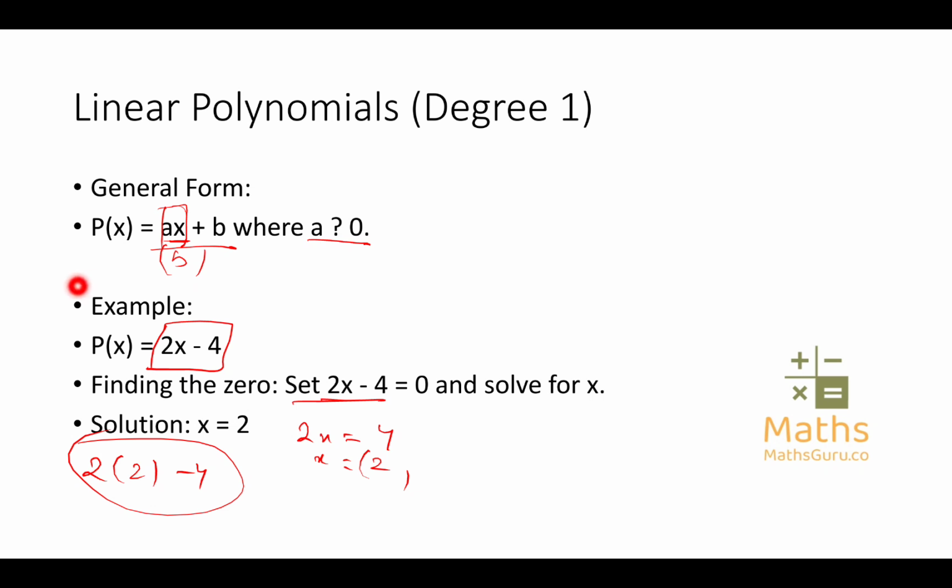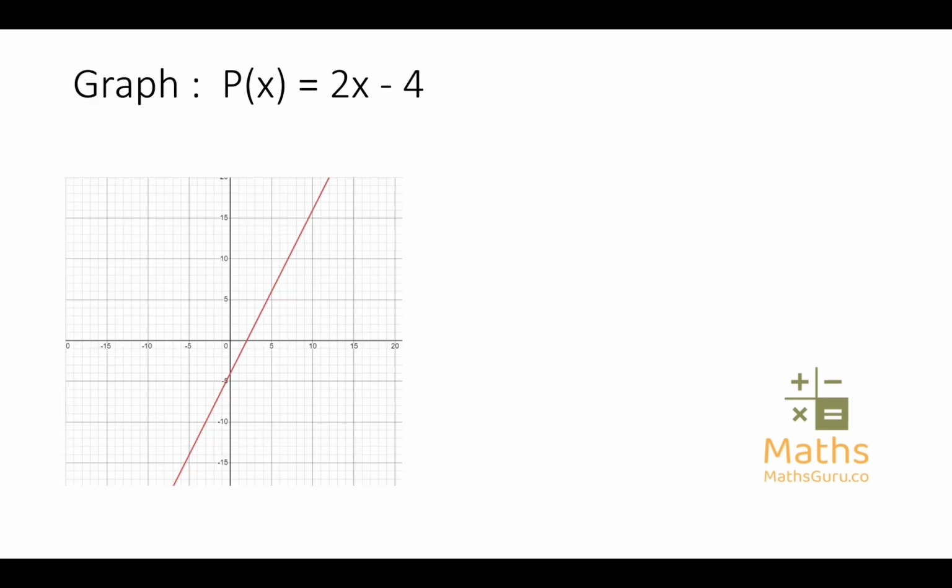Let's see how it looks on the graph. As I mentioned earlier, in graphical format, the zero is the point on the x-axis at which the line crosses. So here it crosses at 2. Let's take another example. If it would have been 2x plus 4, then x would be minus 4 by 2, which equals minus 2. So in that case, the line crosses like this.